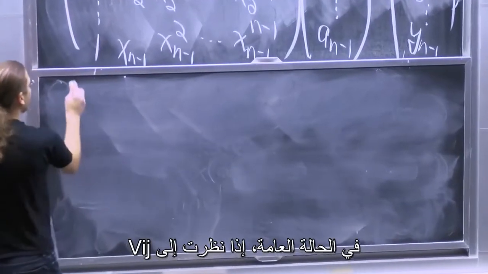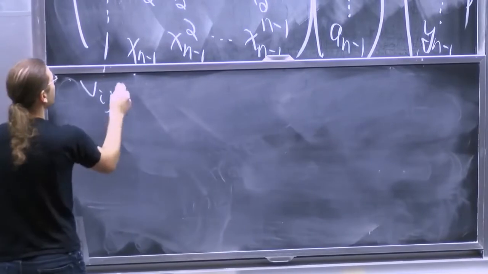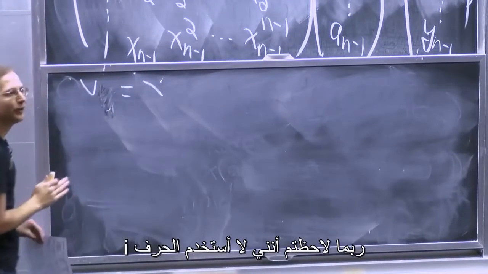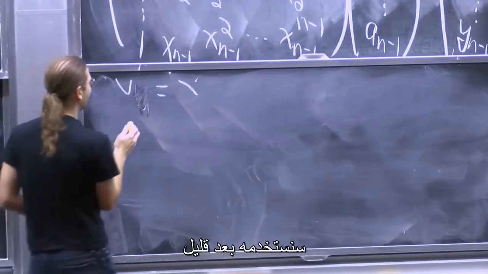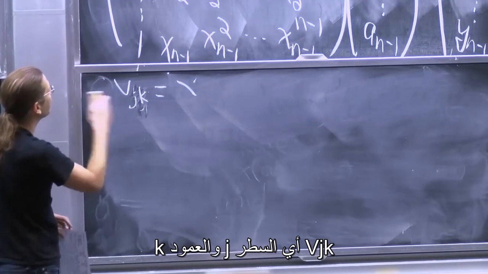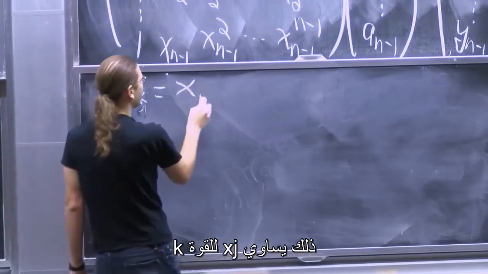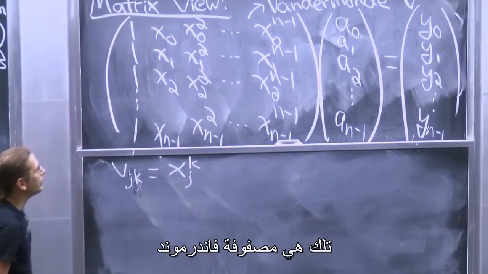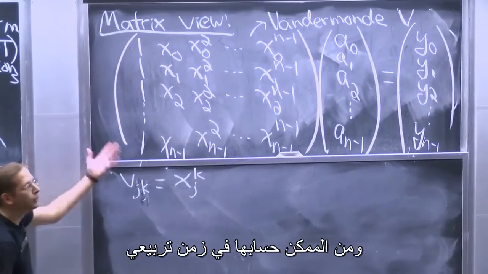In general, if we look at Vij, it's just, sorry. You may notice I'm not using the letter I. We will get to Y in a moment. Vjk, row j, column k, that's going to be x sub j to the power k. That's the Vandermonde matrix. We can compute it in quadratic time.